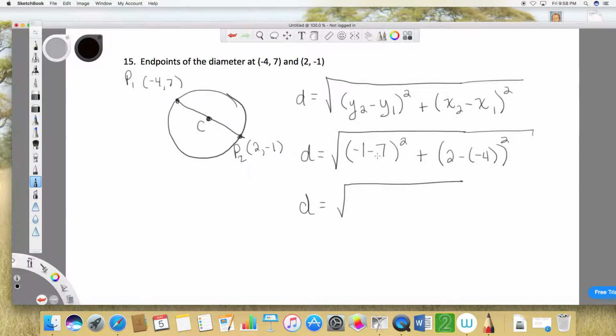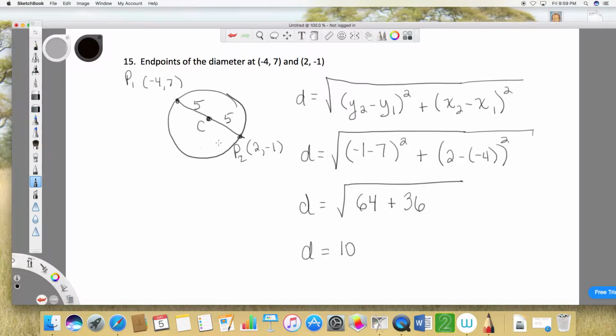The -1 minus 7 is a -8. And if I square that, I get 64. And here, when you subtract a negative, the double negative changes to positive. That's 2 plus 4, and that's 6, and 6 squared is 36. 64 plus 36 is 100, and the square root of 100 is 10. If the diameter is 10, then the radius is 5.